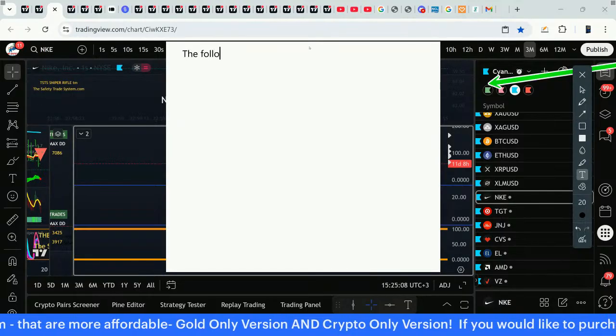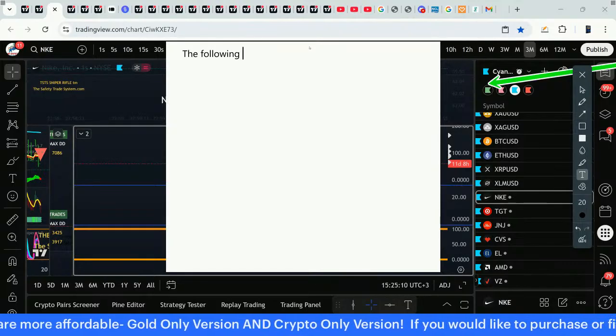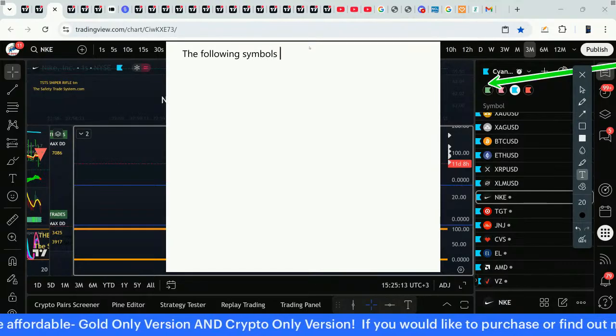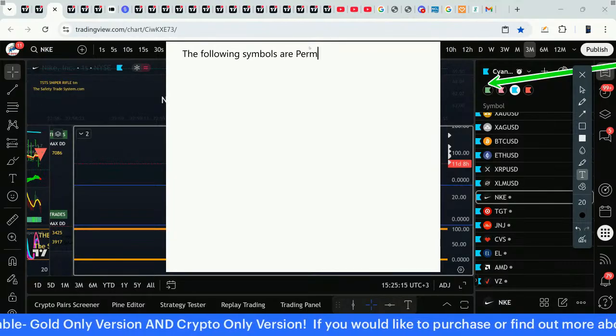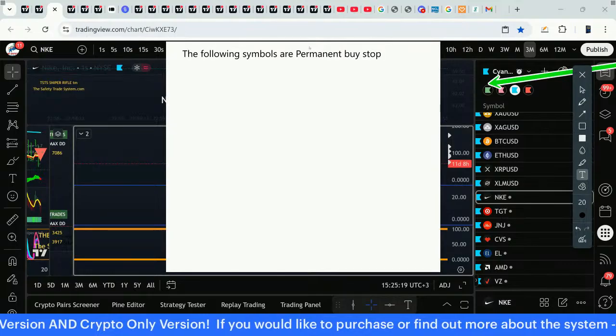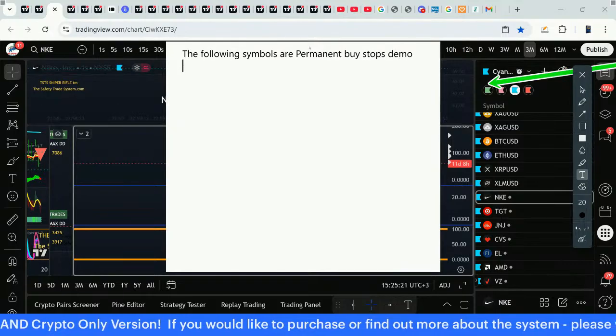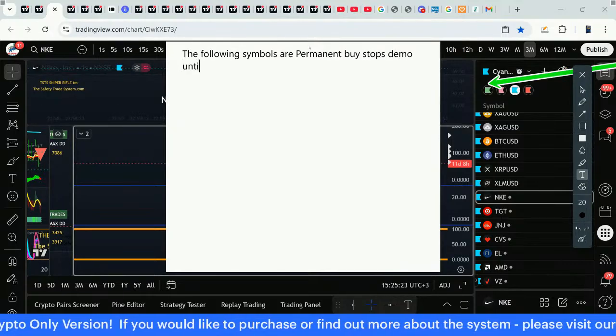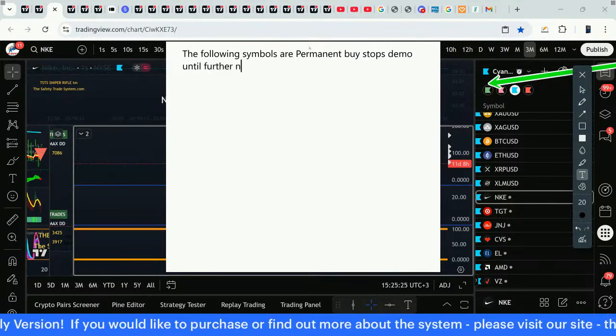Everything I write down, you guys should write down. The following symbols are permanent buy stops until further notice.